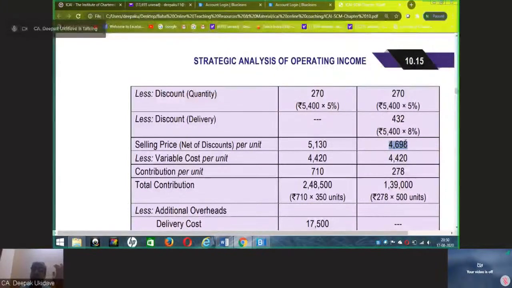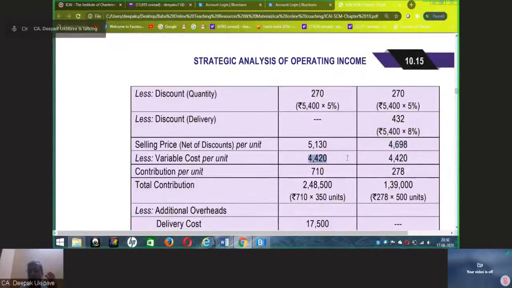See, the presentation also matters. Important. This is an MI statement. You are presenting the statement to the top management for decision making. You are a management advisor, management consultant. So presentation of the statement also matters. Each and every figure has to be shown prominently on the face of the statement. Selling price net of discount per unit.